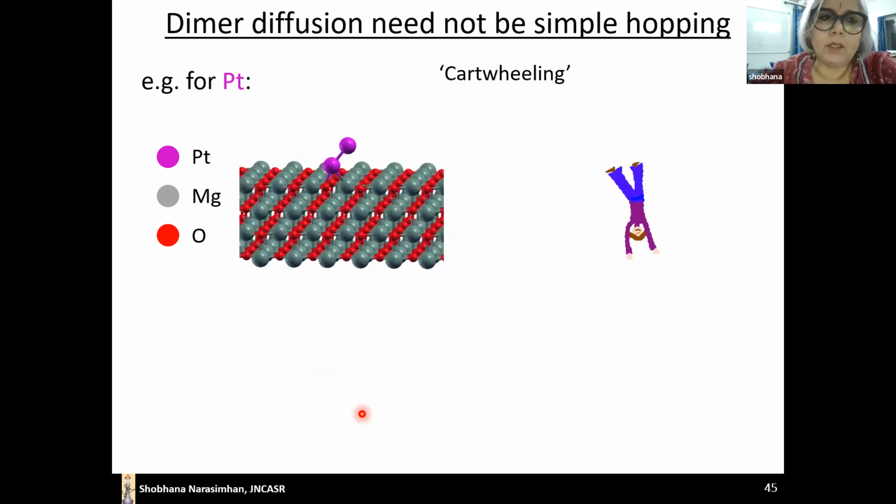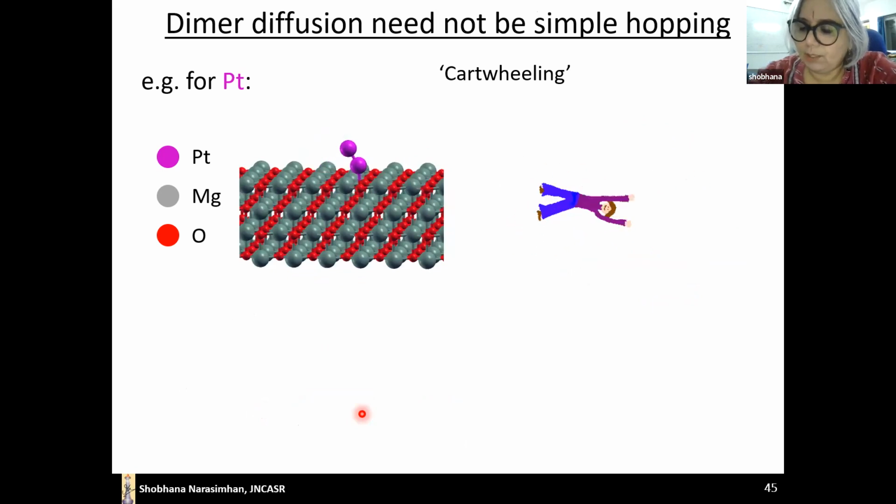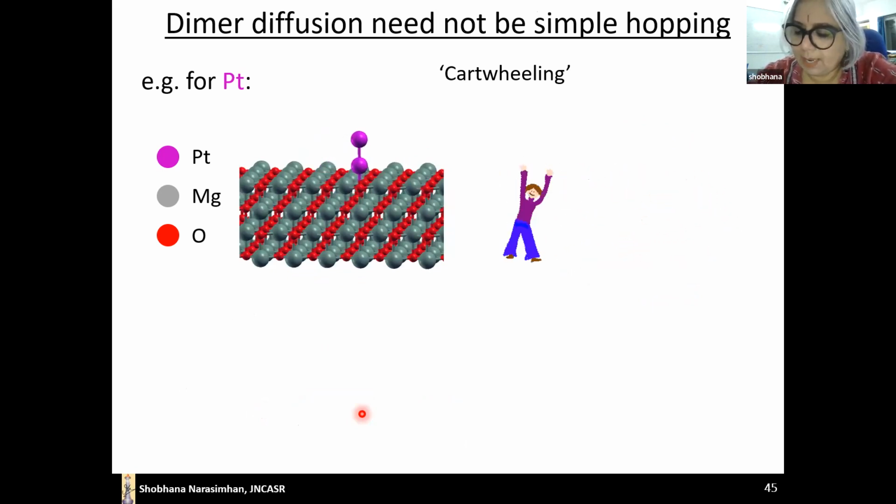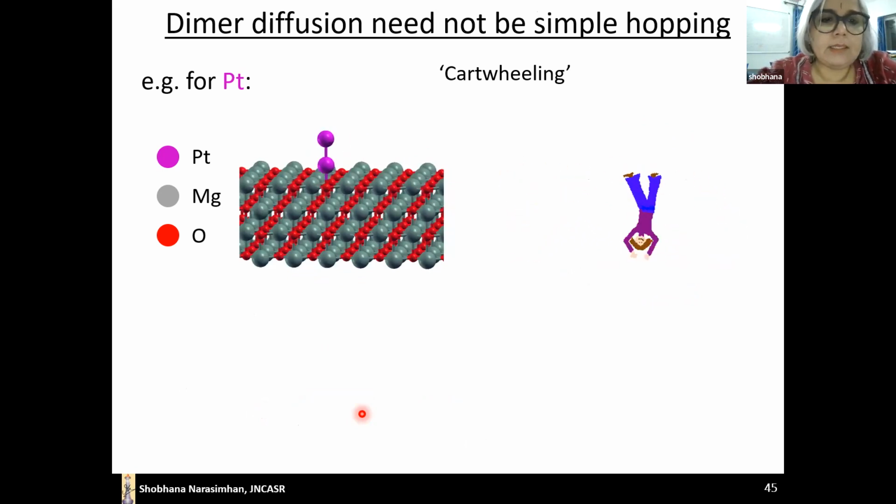Now we go to the dimer diffusion, the diffusion of a platinum dimer on MgO. And we see that it is a much more complex mechanism. You alternate between having the dimer vertical and horizontal on the surface. So this is like this cartwheeling mechanism.